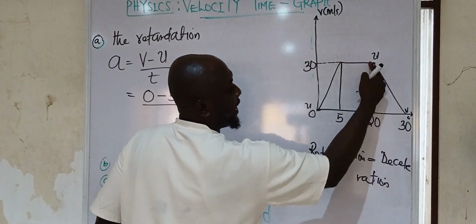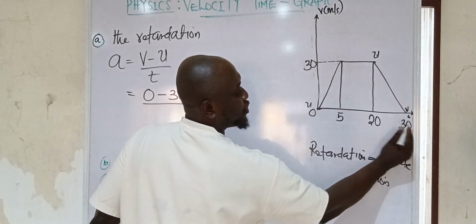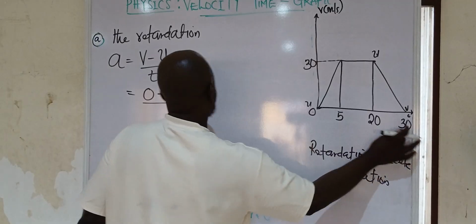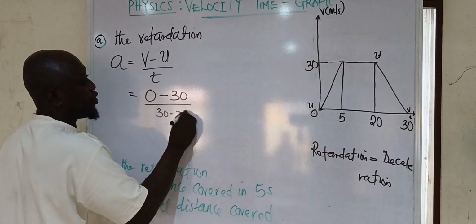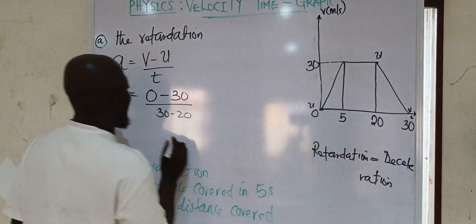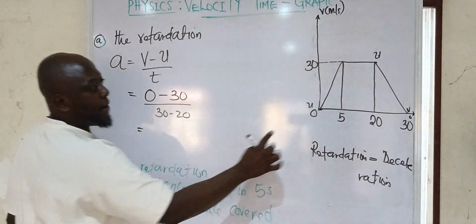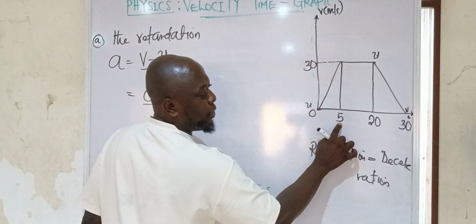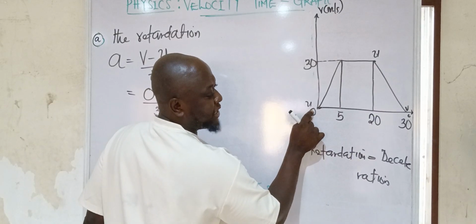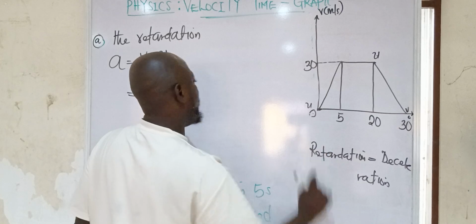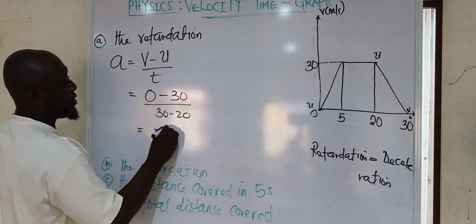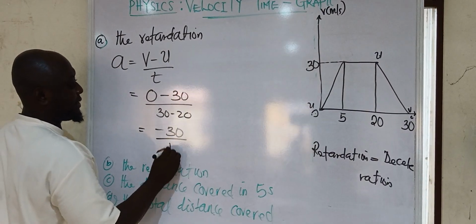What is the time here? We have 30 and 20, so you must subtract for the time. That becomes 30 minus 20. Remember, we only have one time here, where we did 0 and 5 to get the time. So please watch that. So here becomes minus 30 and then 10 here.